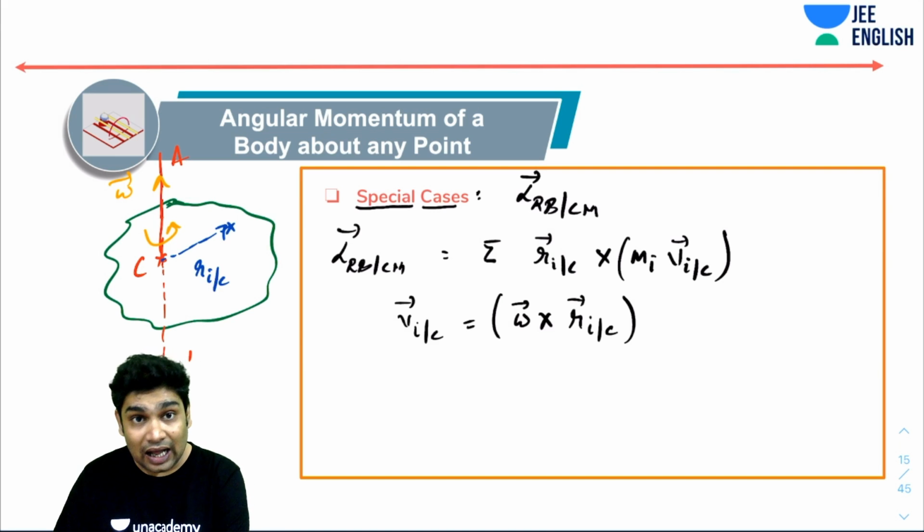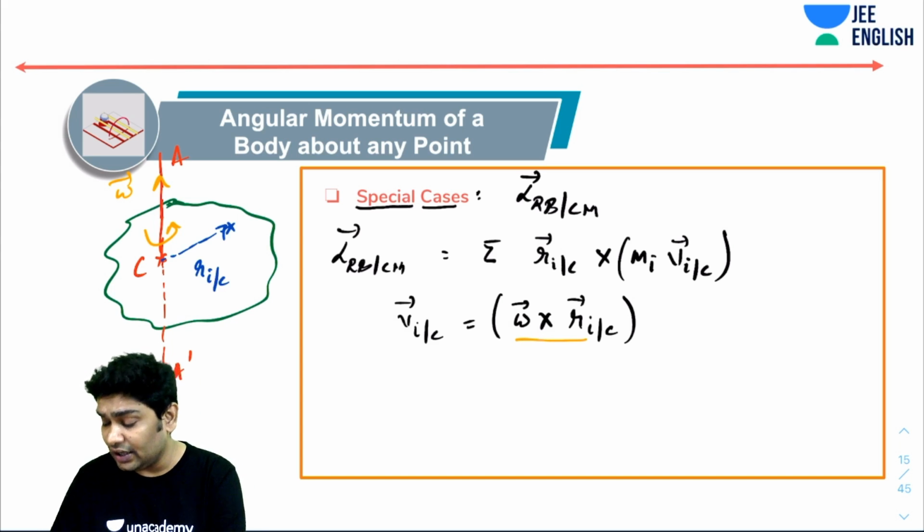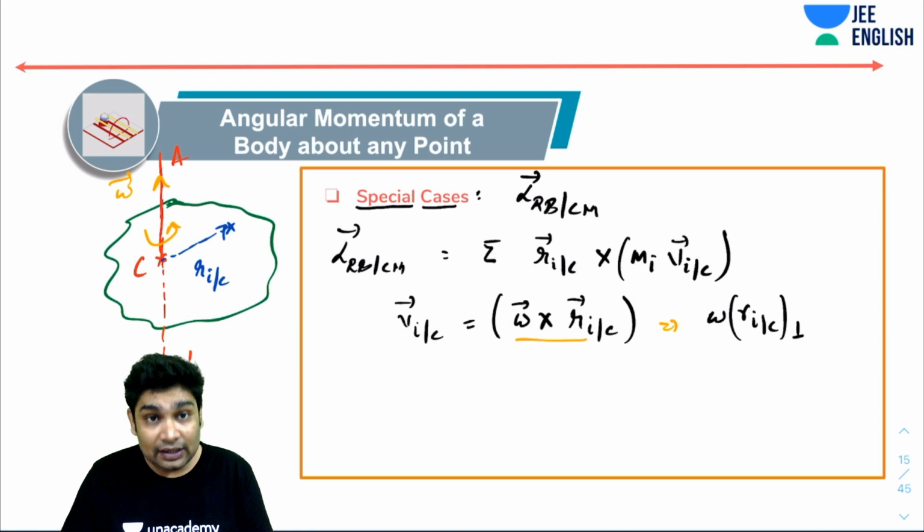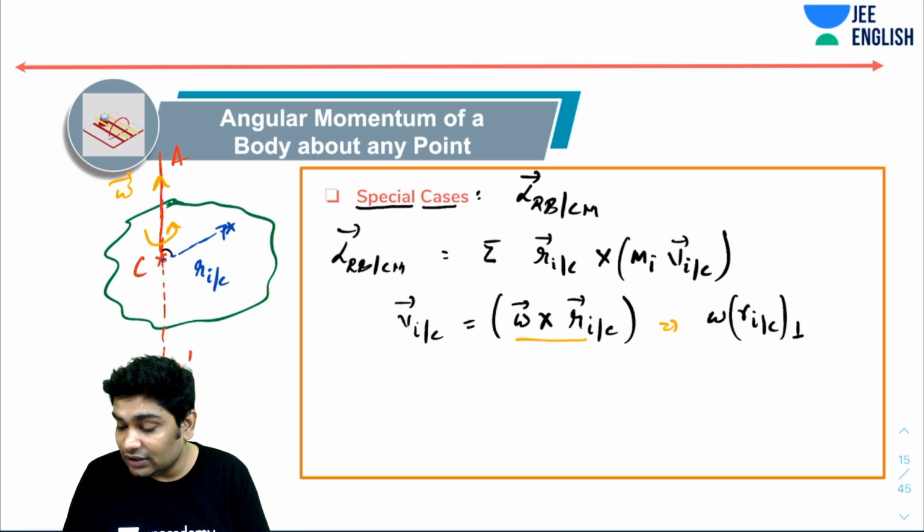Okay. Now R cross this is nothing but, if I only want to write the magnitude, then this would be omega times R of i with respect to CM perpendicular. Okay. Because it will be omega R_iC into sine of theta. Sine of theta would give you, if this is the theta, then this would have given you the perpendicular distance from the axis.